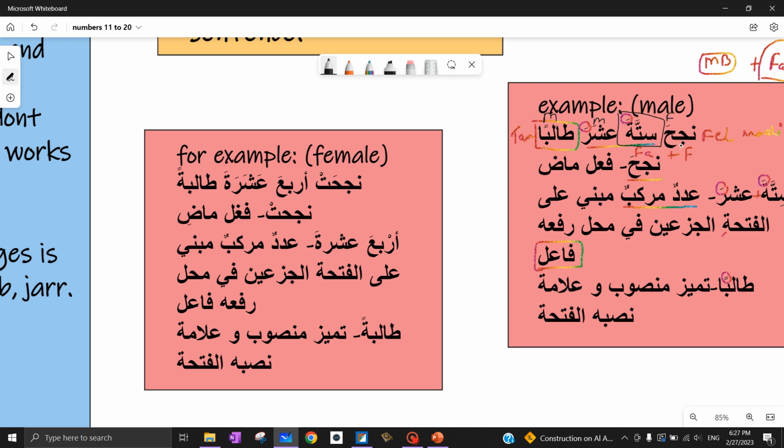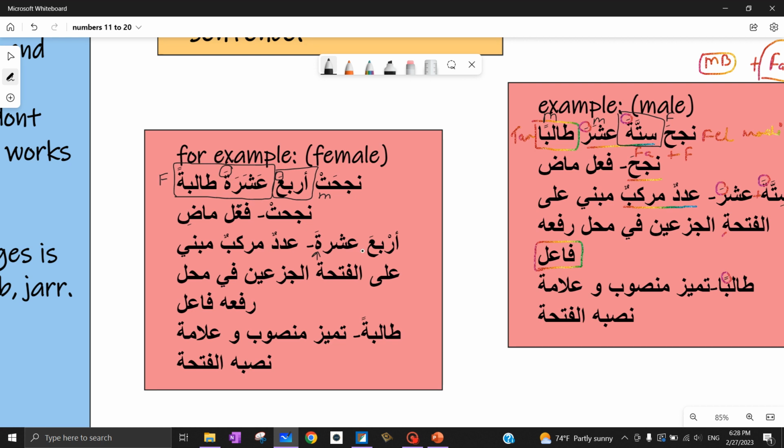In the case of male numbers, what happens in the case of female numbers? These two parts are female, and only the number part, the first part, is male. So that's why I have always divided this into one part and the number into one part, so that you don't get confused when putting the numbers according to gender. So najahat is fa'il madi. It's a typing mistake. Madi. And arba'a ashara. Ashara, you can see it's with ta marbuta because it's the second part, and you can see the fatha in both of them.